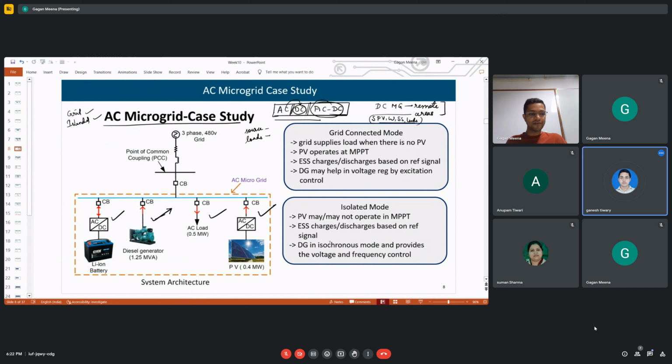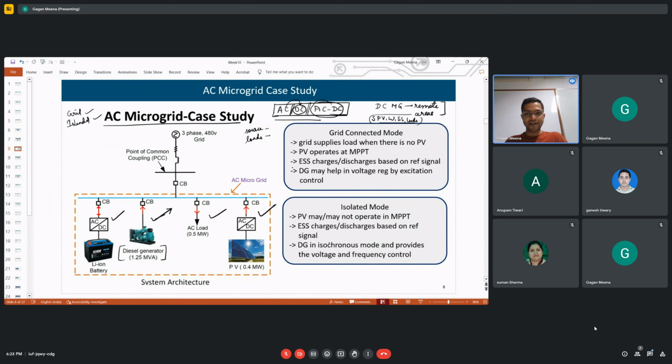So then if battery is also, the SOC of battery is also less, then we'll have to use the diesel generator. Especially for isolated grid, we'll be requiring this diesel generators. So in grid connected mode, grid will be supplying the load when there is no PV. Because grid is connected and we have to supply the load. If PV is not there, then grid will supply.